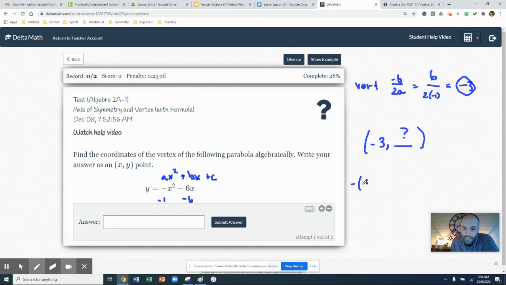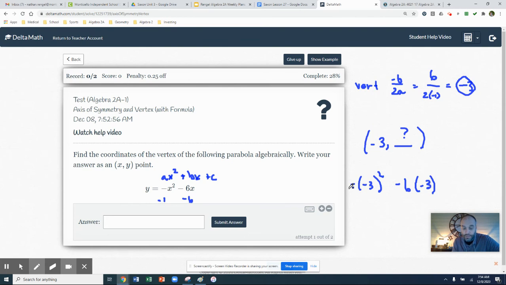So I've got negative 3 squared minus 6 times negative 3. I could put that into my calculator, but we can also do this by hand. Negative 3 squared is going to be positive 9, and then that 9 changes back to negative because of the negative in front. Then negative 6 times negative 3 is positive 18. So I'd have negative 9 plus 18. I should get 9 for my answer, but I'm going to double check on my calculator.